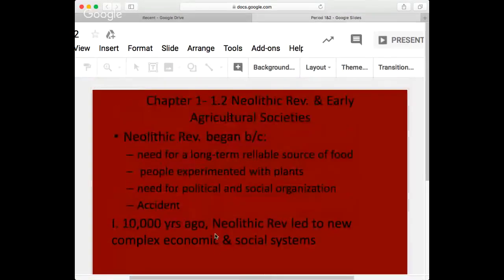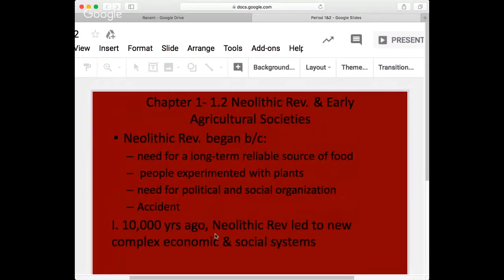Also in 1.2, part of the key concepts is, why did the Neolithic Revolution start? The reason people started the Neolithic Revolution was that they needed a more reliable source of food, because hunting and gathering can be unreliable. But with farming, you've got a pretty reliable food source and you can save that for other times.